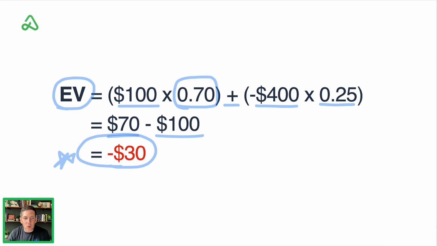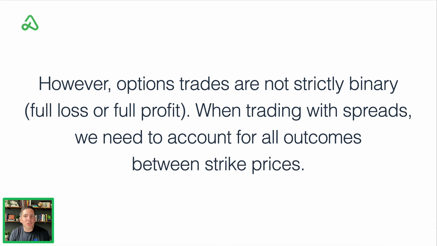But that's not the whole story, right? Because option trades are not strictly binary, full loss, full profit, right? We talked about this middle zone that you have with bull put spreads and with any spreads, where you actually have these partial profits and partial losses. And so what we need to do is account for all of the outcomes between the strikes also, because it can land in between those strikes.